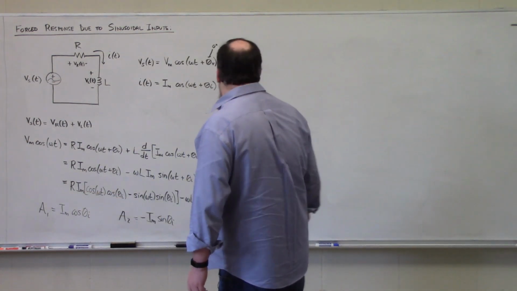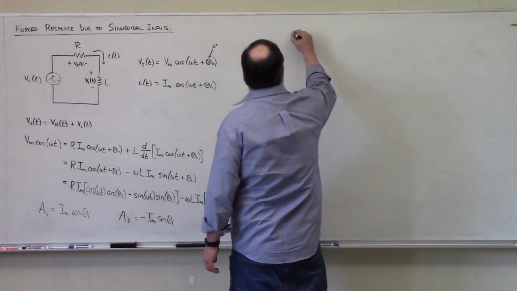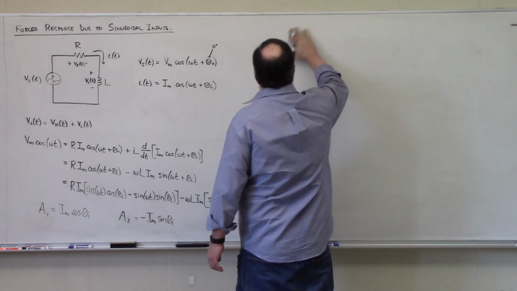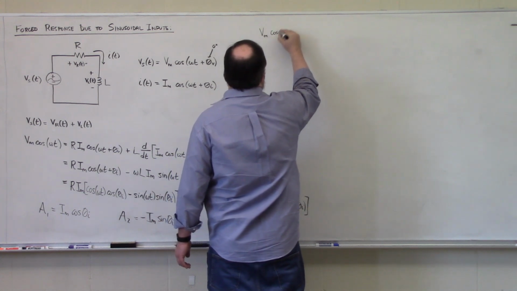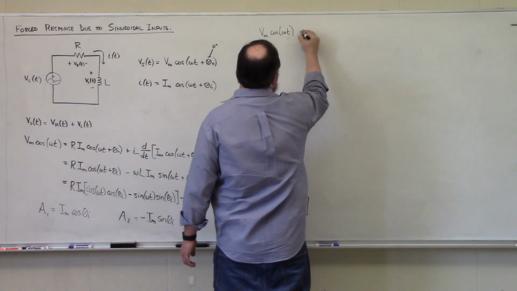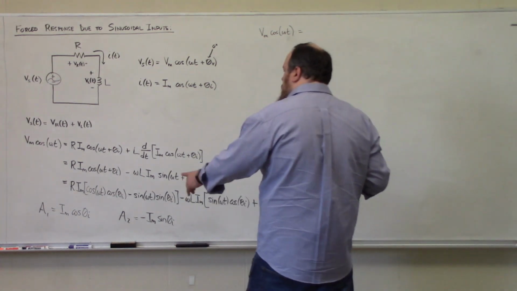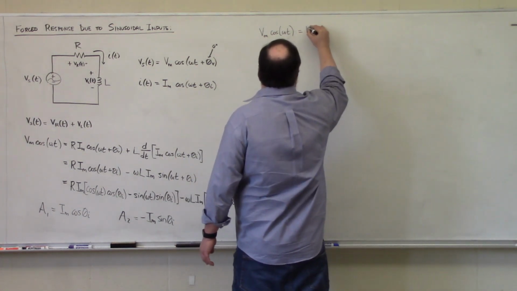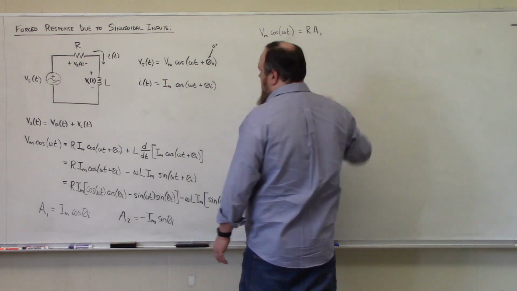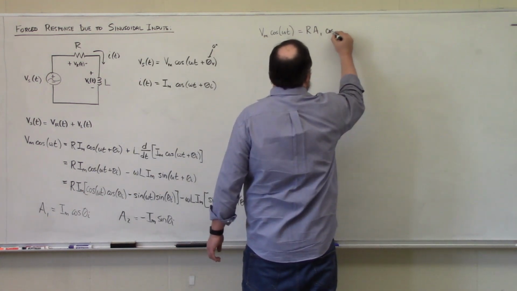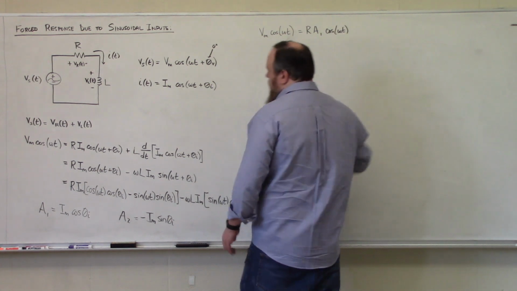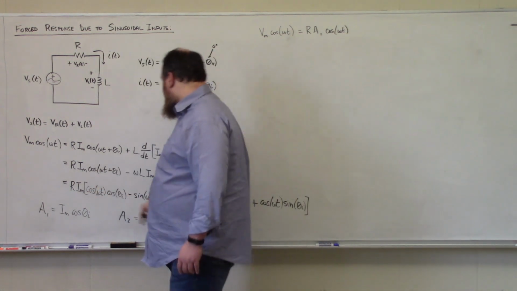So if we substitute these relationships in, we have an Im cosine theta I here, so that's going to be R. We're going to have Vm cosine omega t is equal to R times A1 times cosine omega t. So that takes care of this one.